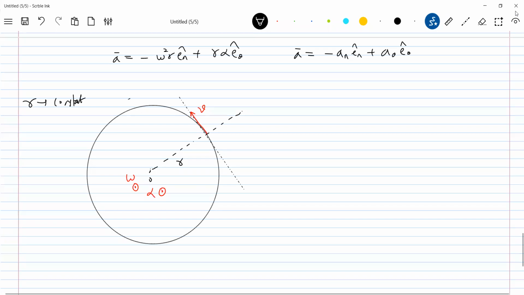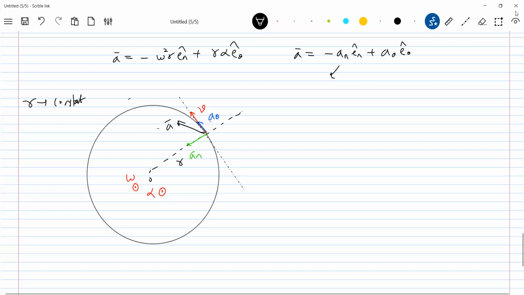There will be one acceleration called centripetal acceleration. How will it be directed? In this way. And there will be another, tangential acceleration. It will be directed like this. What about the total acceleration vector? The total acceleration vector will be directed somewhere like this.